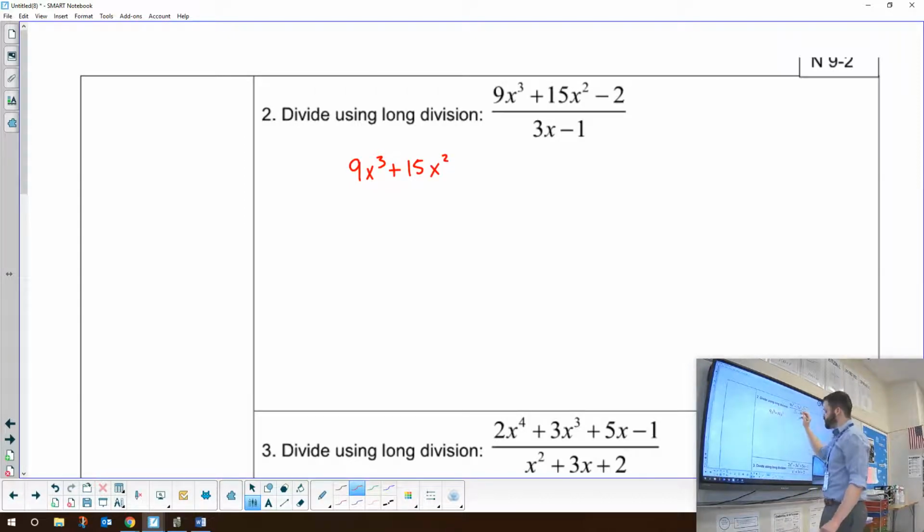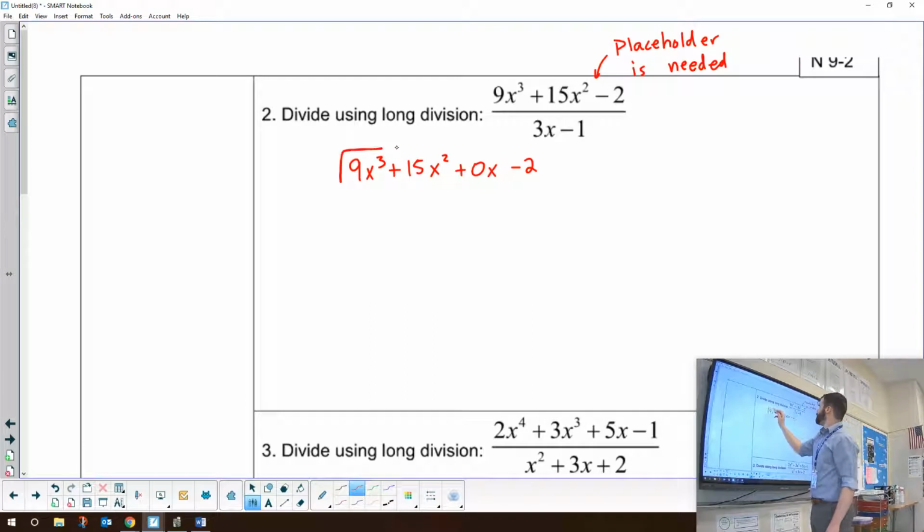And then notice I need to write in a placeholder here. A placeholder is needed because I don't have an x. We go straight from an x squared to a whole number. So we're going to write in a plus 0x here, and then we're going to have our minus 2. Okay? Because we need to keep everything in order.